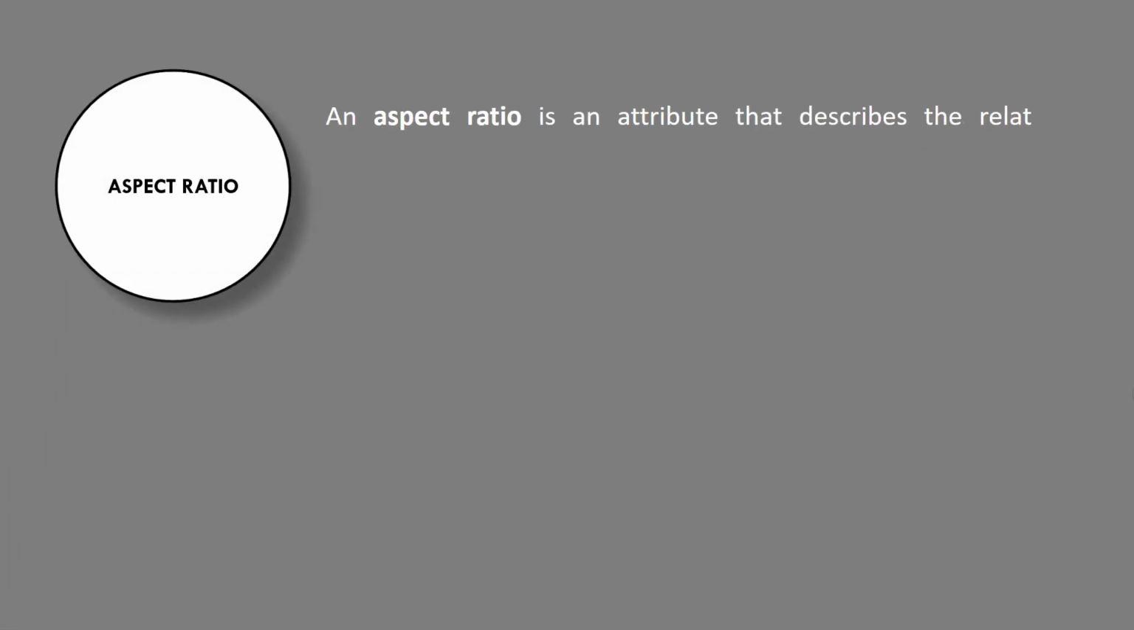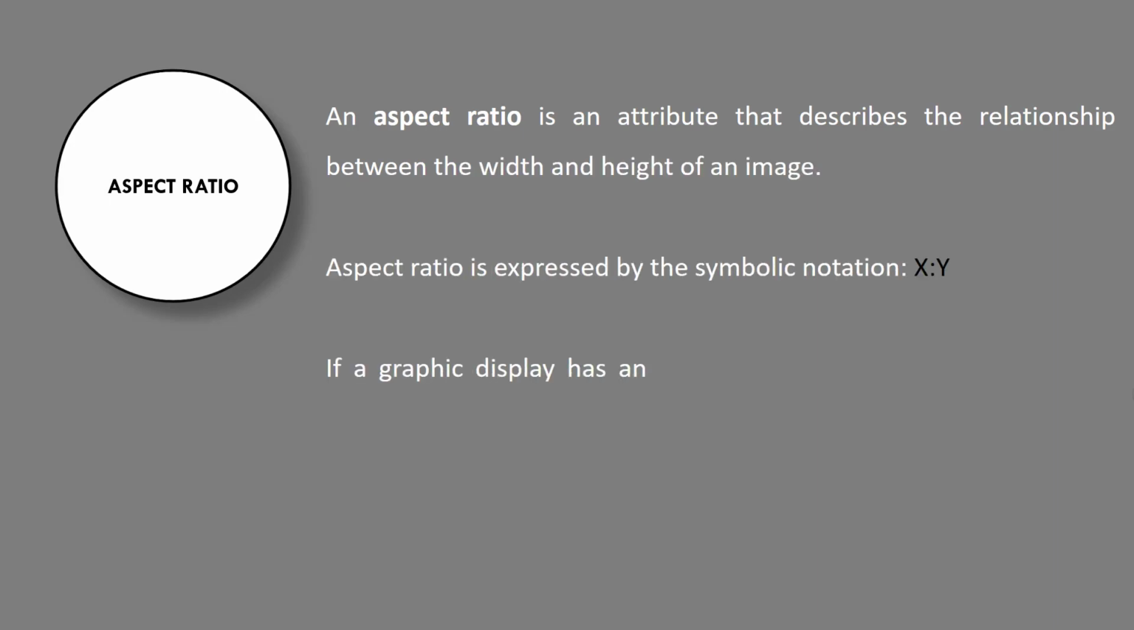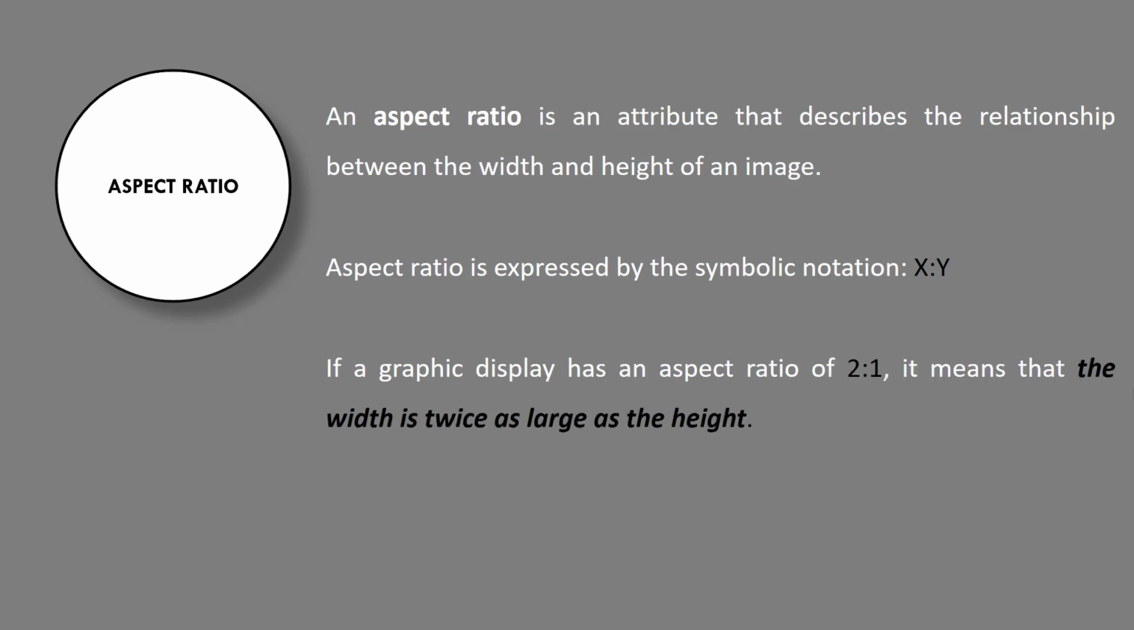Aspect ratio. Now let us see what is aspect ratio. Just look at the definition. It is an attribute that describes the relationship between the width and height of an image. It looks similar to the resolution, but no, it is different from the resolution. The aspect ratio is always expressed by the symbolic notation x:y. If a graphics display has an aspect ratio of 2:1, then it means that the width is twice as large as the height. Let us see some examples of aspect ratio.